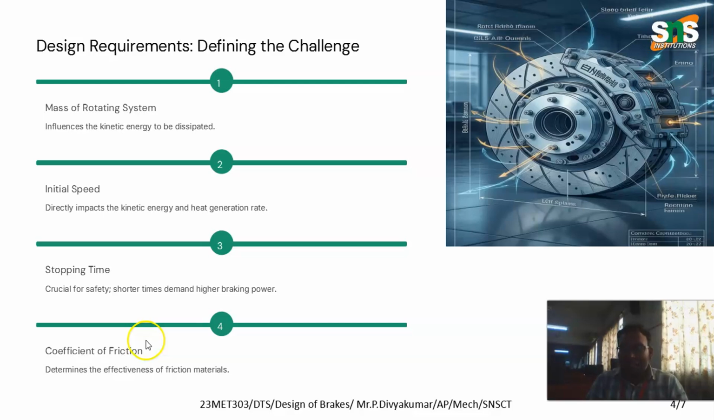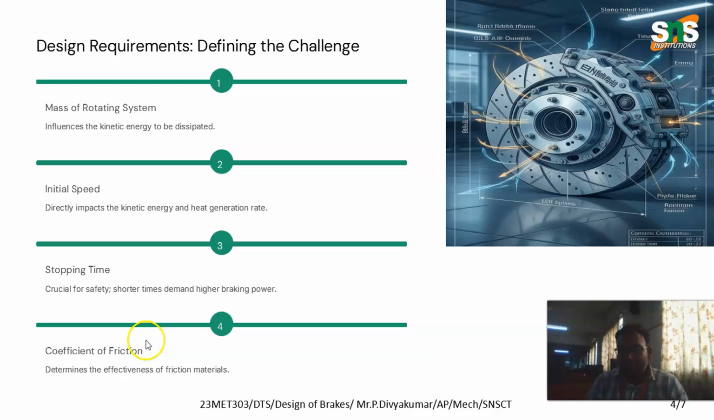The construction of the single shoe brake is: the brake drum is attached to the rotating wheel, the brake shoe carries the friction lining, and a lever is used to apply the force. When force is applied to the lever, the brake shoe presses against the rotating drum. Therefore, friction is developed and the drum slows down and stops the moving vehicle.